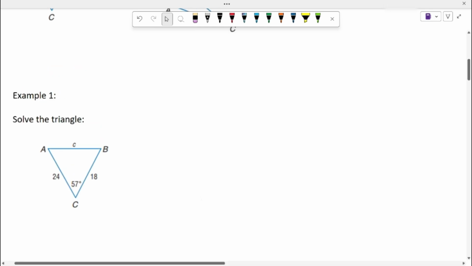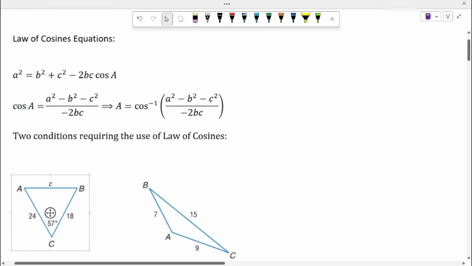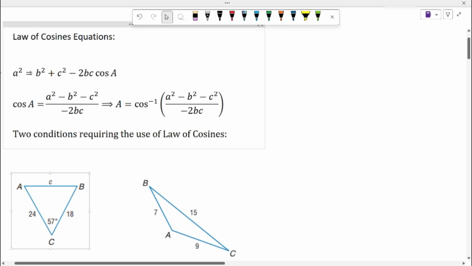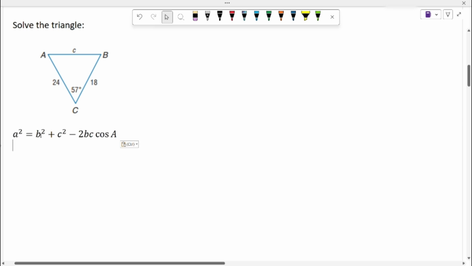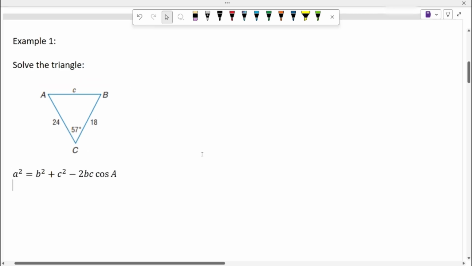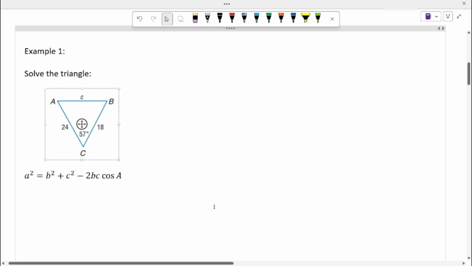So I'm going to copy and paste the equation that we have up here, down there. Okay, good. I copied and pasted the equation, so now I can use it because I don't have that equation memorized. So I'm going to solve the triangles using this equation here.